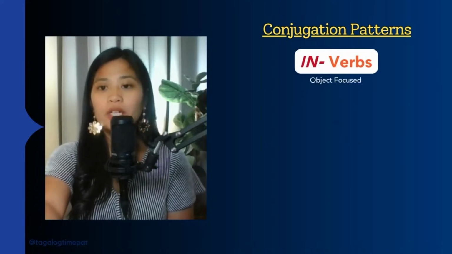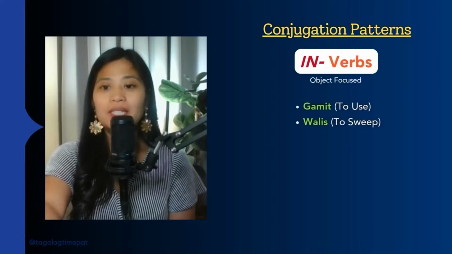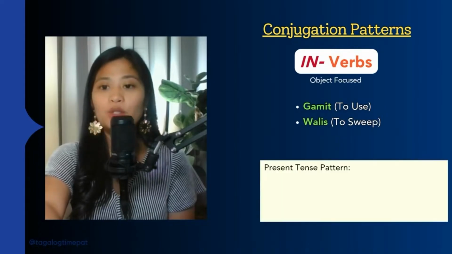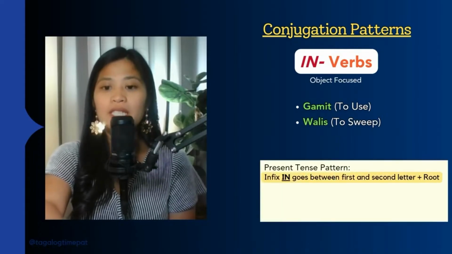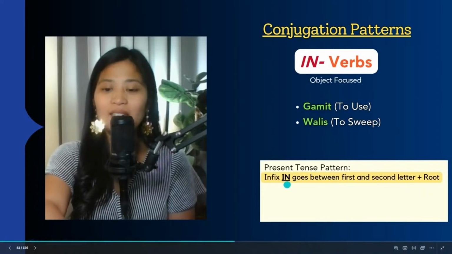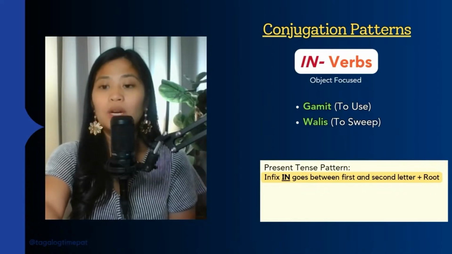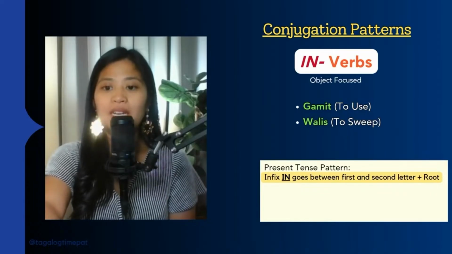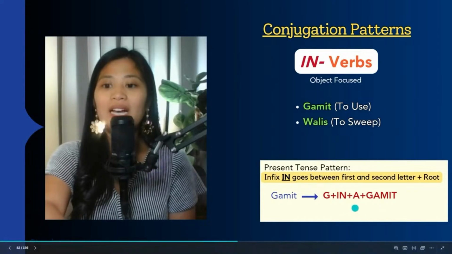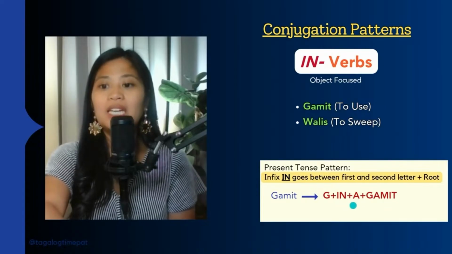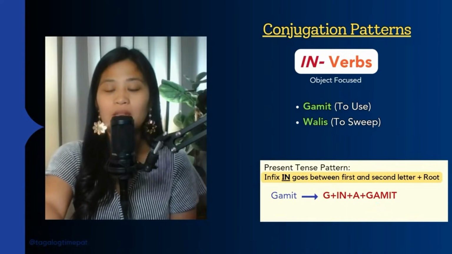These are also object focused. And here are some examples. Gamit means to use. Walis means to sweep. It has a very similar pattern to um verbs. The only difference now is that the infix in goes between the first and second letter, and then it's the root. So gamit, to use, in the present tense becomes ginagamit. In goes between the first and second letter, and then it's the root. Ginagamit ko. I am using something.